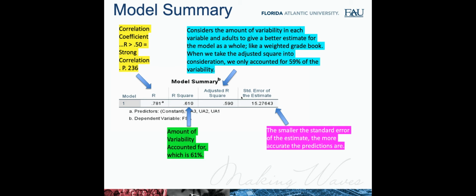Then we have our standard error of estimate, and the standard error of estimate is okay. The smaller the standard error of estimate, the more accurate the predictions are. And so we have a 15.27, which is average.